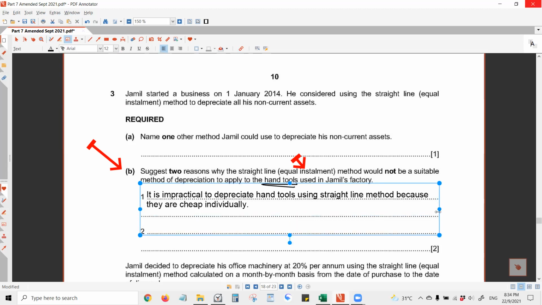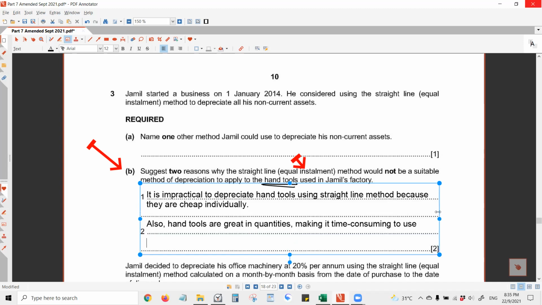Second reason, you're right. Once you have written, you let me know in the chat box there. Then we get back to the notes.